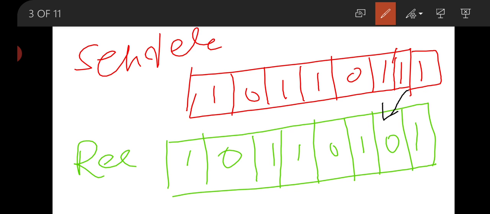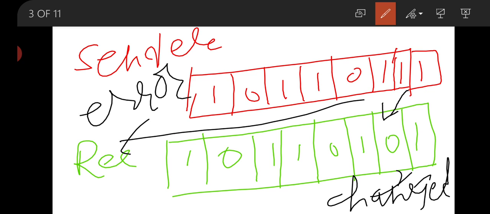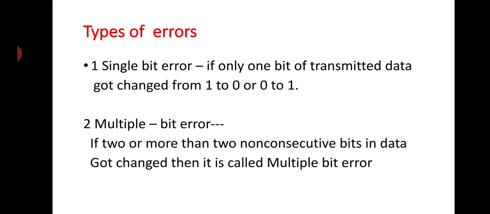The data reaching the receiver is 10110101. See the difference. Here this 1 is converted into 0. This bit is changed. This is called error. I hope you have a clear understanding of the error. Hence here one bit, that means a single bit, is changed, then this is called single bit error.